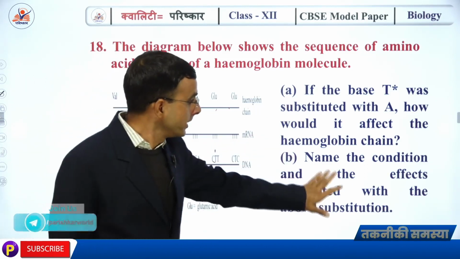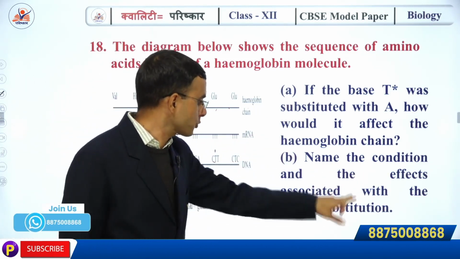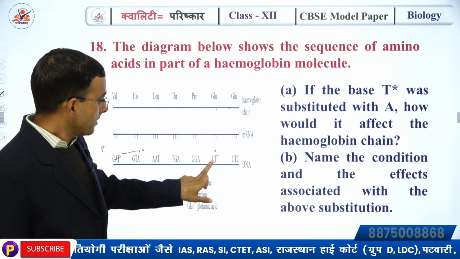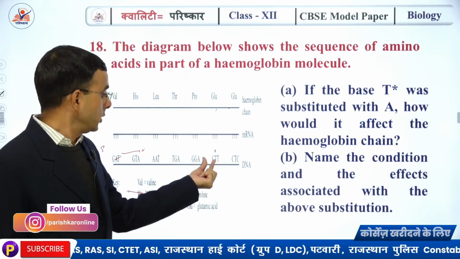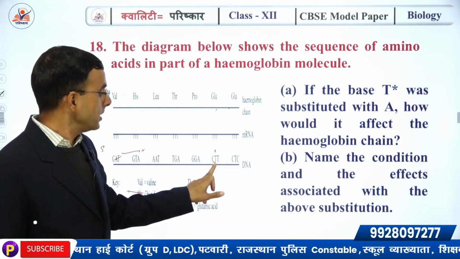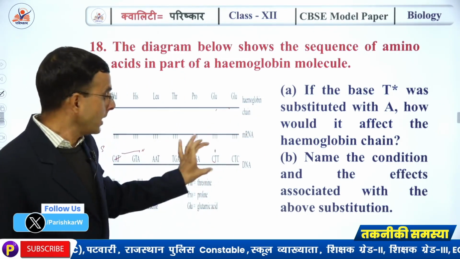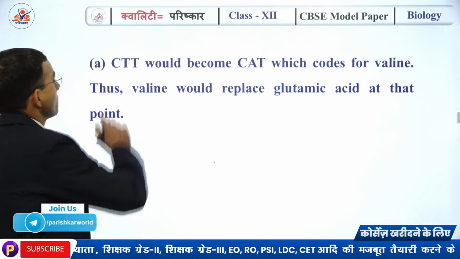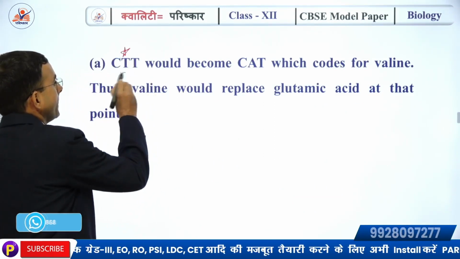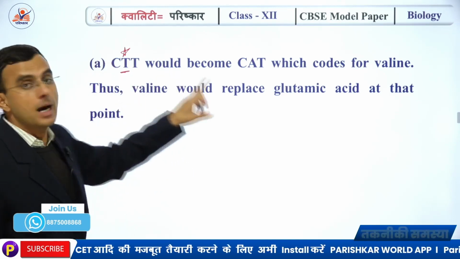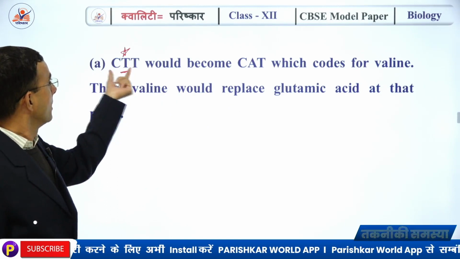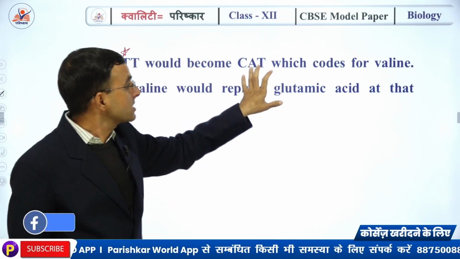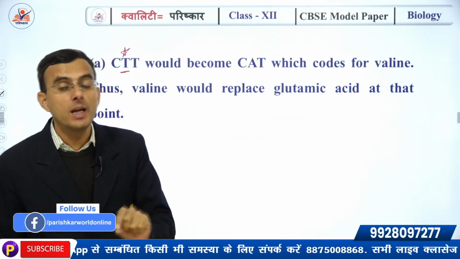Now look at this one. Name the condition and the effect associated with the substitution. If in the hemoglobin code, in one code, thymine is replaced by the adenine, what is the result of this one? So look at this one. If this T is replaced by the A, then that means that code CTT is converted into CAT. Now this CAT is for the valine amino acid.